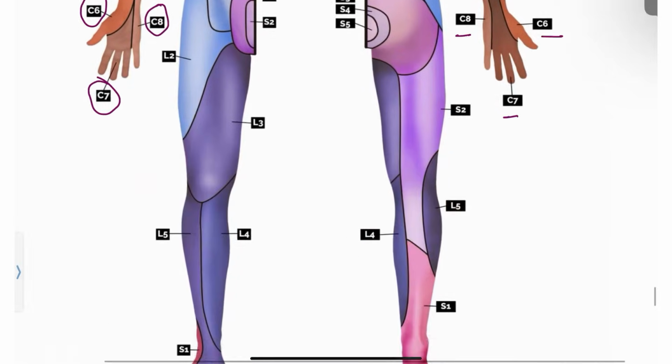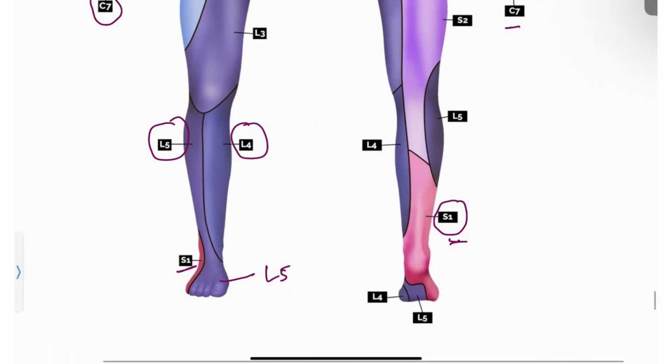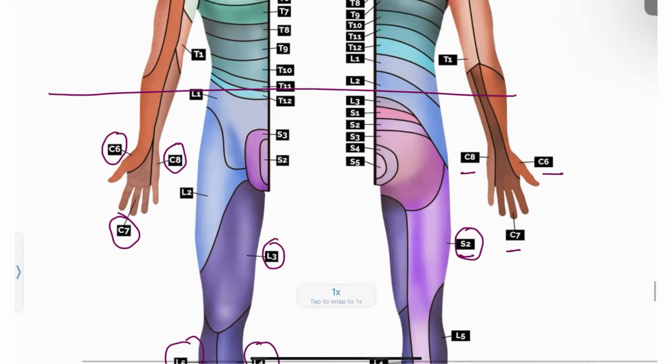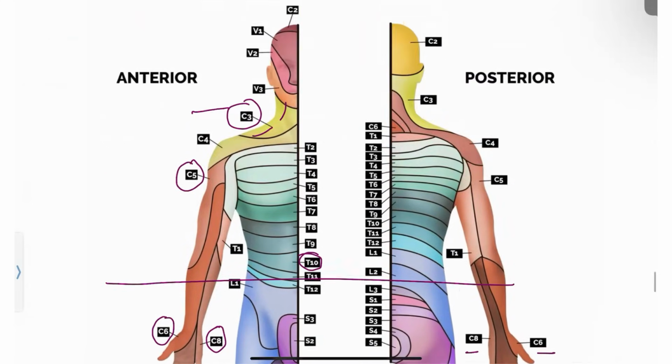Coming to the lower trunk, on the posterior side, S1 is the major part, whereas on the anterior side, L5 and L4 are the main parts of the leg. Coming to the foot region, L5 is on the anterior side, S1 on the lateral side, and here also S1 is the major one supplying the back side. Again, in the femoral region, the medial femoral region is by L3, and the posterior lateral side is supplied by S2. And the umbilicus, you can see, is by T10. These are the dermatomes that you have to remember.